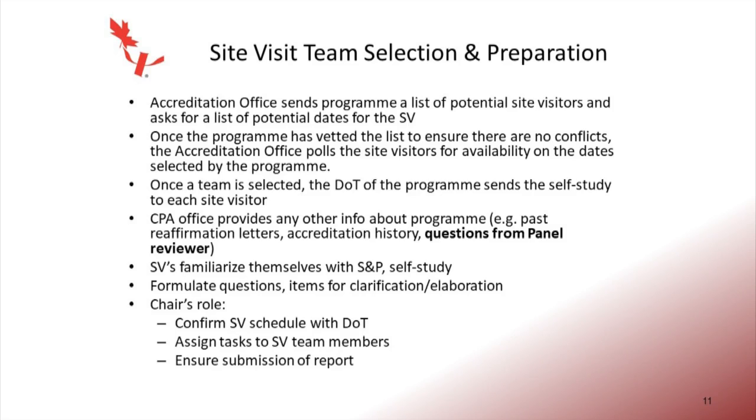Once the program has vetted the list for conflict of interest, the accreditation office polls the visitors on that vetted list for their availability. Once a team is selected based on availability and composition, the director of training of the program sends the self-study to each visitor along with an invitation to participate in a site visit. The CPA office provides other information about the program. So, for example, past reaffirmation letters, questions from panel reviewer, and the accreditation history.